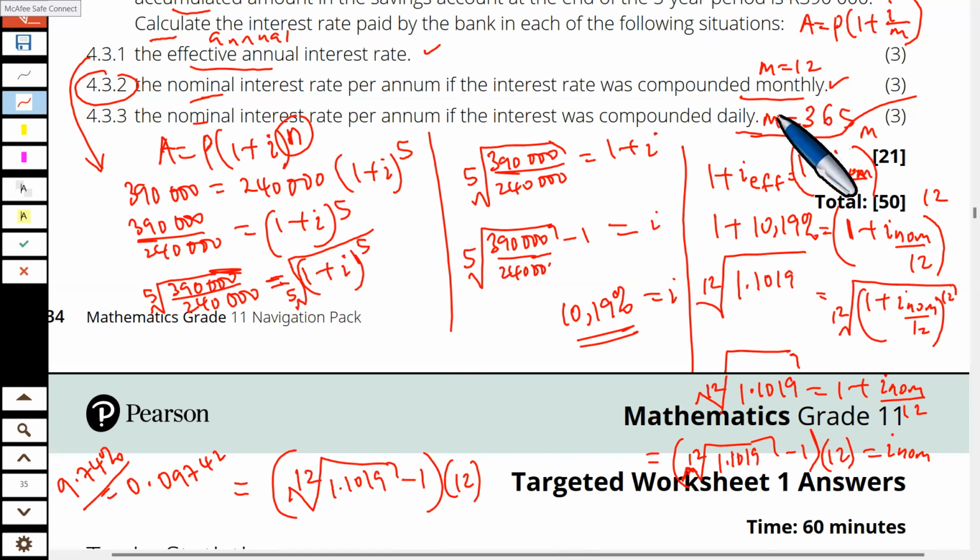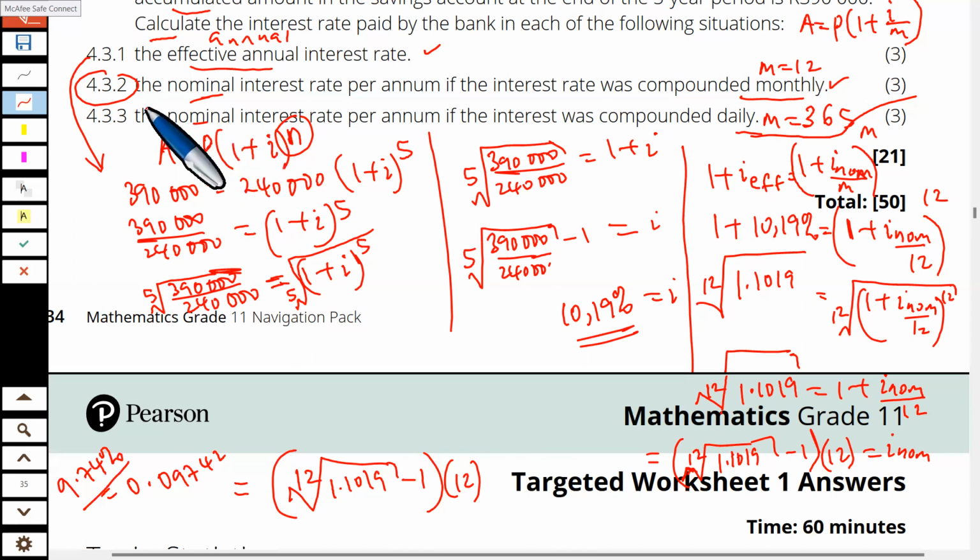Now, let me ask you another question. Please do 4.3.3. I want to see what answer you're going to get there. 4.3. The nominal interest rate per annum, if the interest rate was compounded daily.